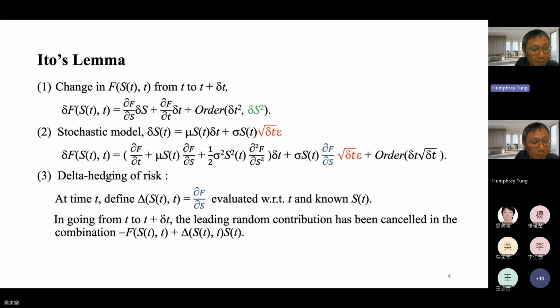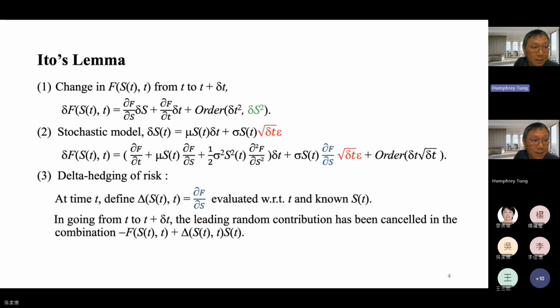You will have first order in time and second order in time, and second order in time usually you ignore when you take the differential limit. But when you look at the random term, because of the behavior of the random normal process, the standard deviation will have a square root of the time increment. So if you put in a square, then this square root of time increment with a square has the same order as your leading behavior.